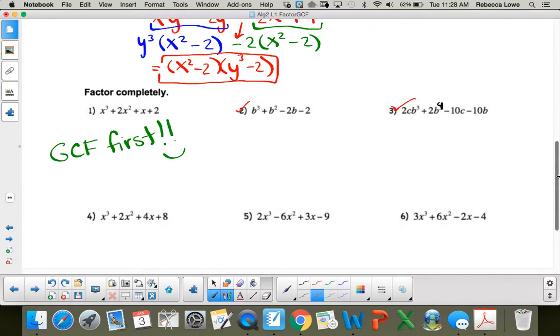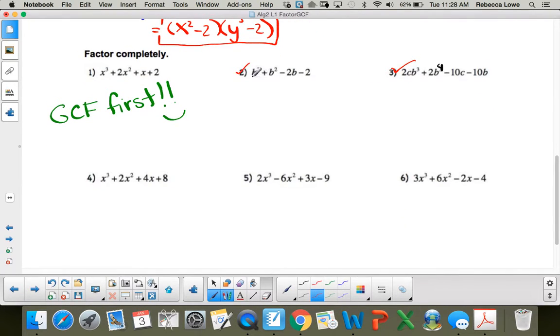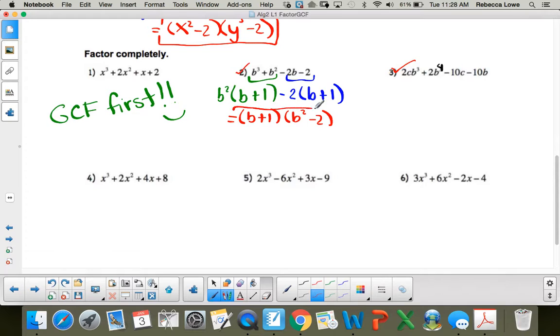Always remember to look for a greatest common factor first. Number 2 doesn't have a greatest common factor. Group the first 2 together. B squared is the GCF. I'm left with B plus 1. Group the second 2 together. Bring down the sign I see, which is negative. GCF is 2. I'm left with B plus 1. I want to have the same common factor. They have the same common factor of B plus 1. So I pull that out, and I'm left with B squared minus 2. So there is your answer factored for 2.